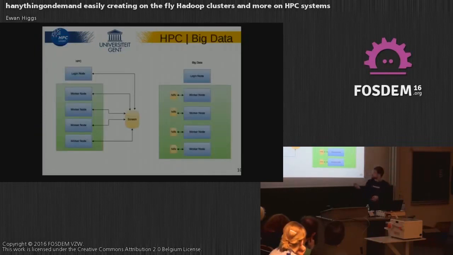And the main difference here is, of course, that the traditional HPC system is going to be a whole bunch of worker nodes talking to a few nodes of a parallel file system. So for instance, we use GPFS, but you could be using Lustre, Panasas, or I'm sure there are plenty of others.